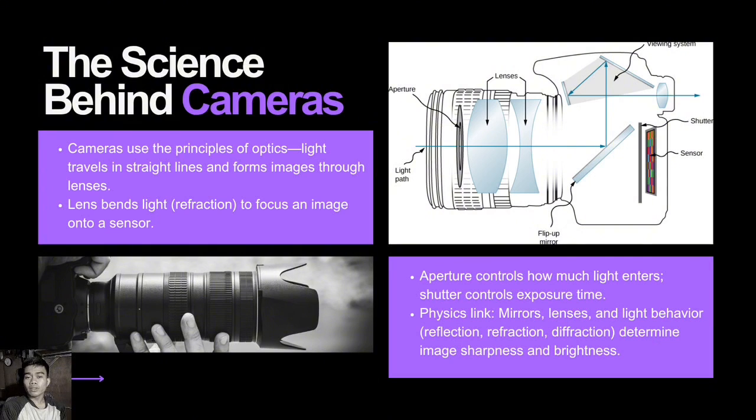The shutter controls how long light hits the sensor. Fast shutter speeds freeze motion, while slow ones capture movement or light trails. This process is pure physics. The way light bends, focuses, and interacts with the lens follows the same principles taught in optics. In fact, the human eye and a camera share the same working idea: a lens focuses light onto a sensitive surface, forming an image our brains or processors interpret. So when you take a selfie, remember, you're actually applying the laws of light and physics.